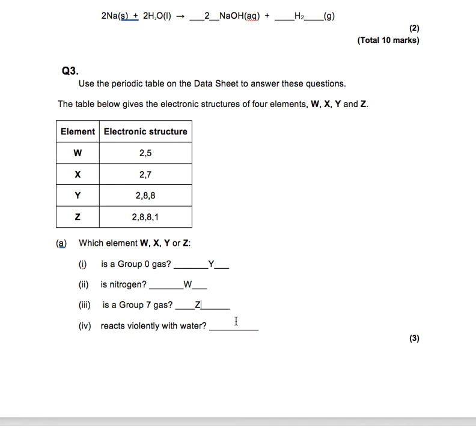React violently with water. Well, we'd expect 1 electron. My apologies, Group 7 is X. 7 electrons in the outer shell. And Z then would be the one that reacts violently with water because it is group 1.